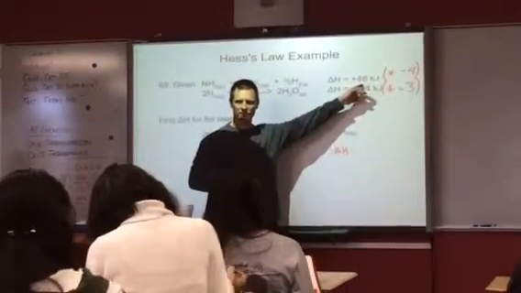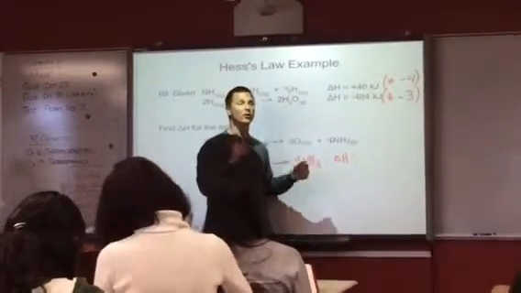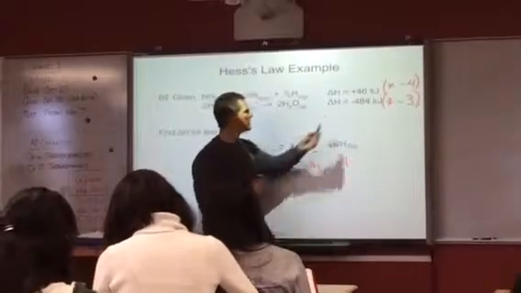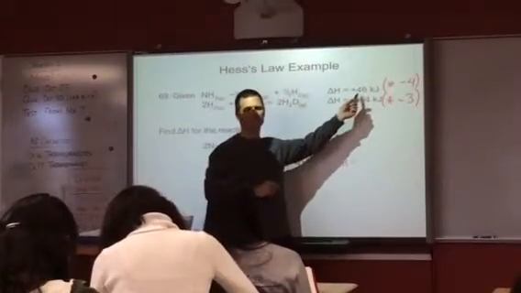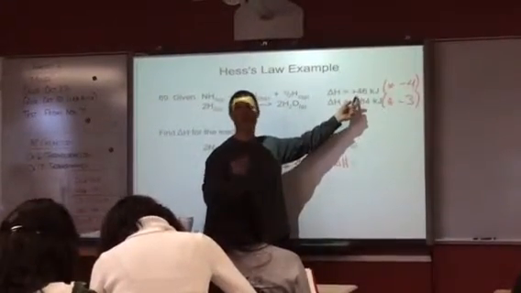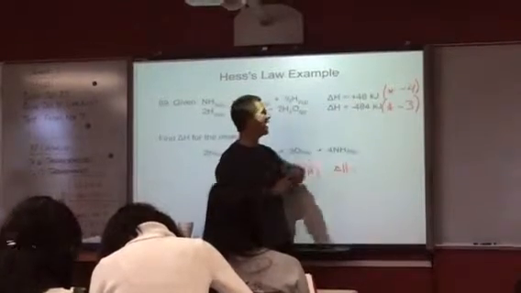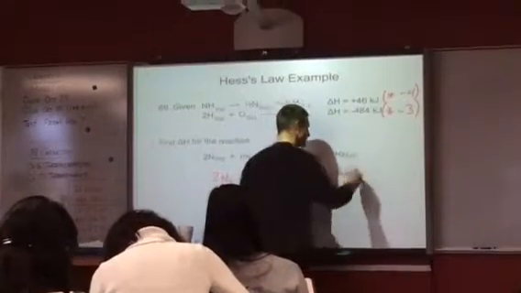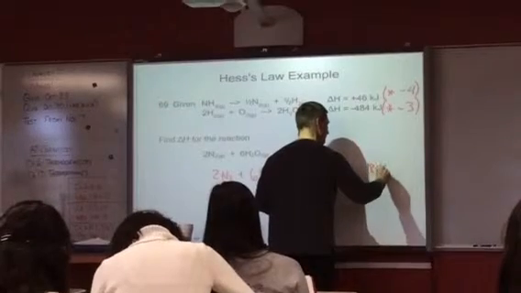You do that without calculators? When you have to multiply by 4, double it twice. So 46 times 2 is what? 92, and then times 2 again. 184. And change the sign. Negative. So the delta H is negative 184.